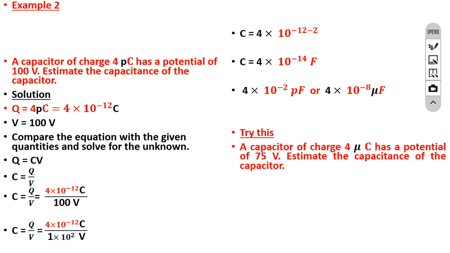Try this. A capacitor of charge 4 micro-coulomb has potential of 75 volts. Estimate the capacitance of the capacitor. This one is for you. I'll wait for you.